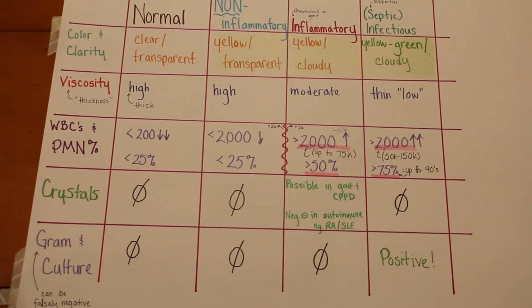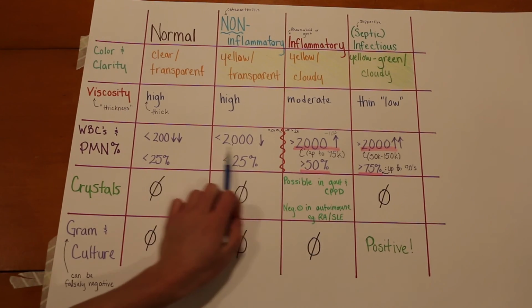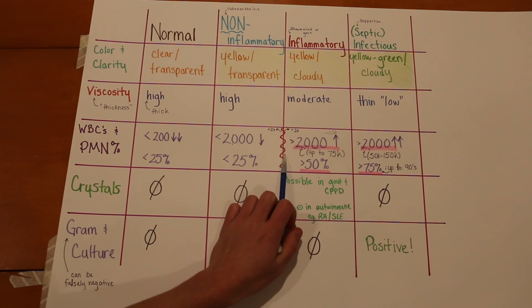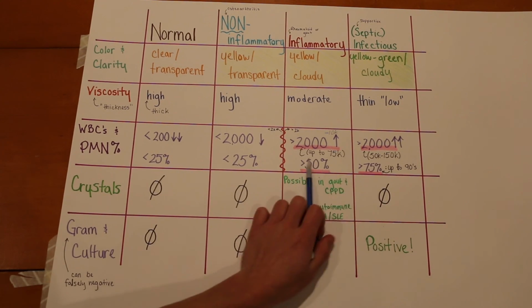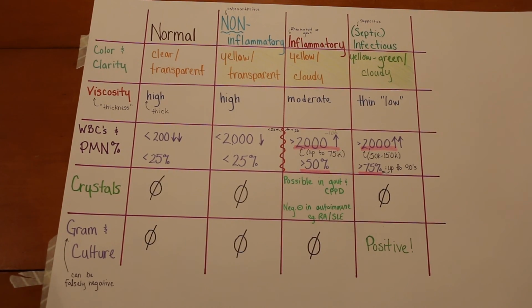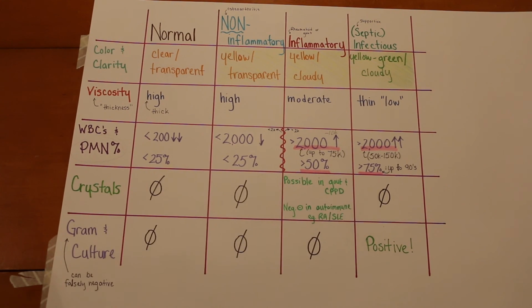So when you go to look at numbers on an exam, use 2,000 as your number of white cells as a good place to start. That will differentiate your non-inflammatory or a normal joint from an inflammatory and septic arthritis. Also use your clinical correlation, how toxic the patient is, and percent of PMNs to help you make this judgment call. So hopefully this has been a solid overview of the arthritides for you.